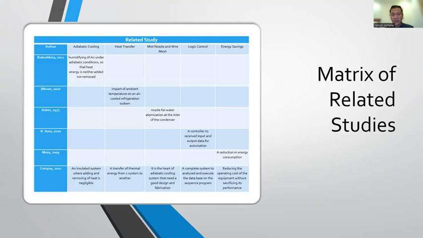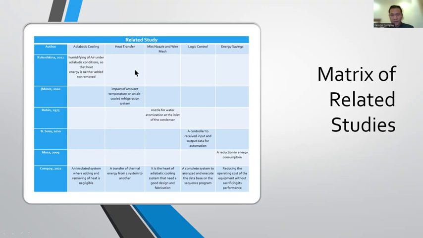So this is the summary of related literature. For adiabatic cooling, an insulated system where adding and removing of heat is negligible. For example, humidifying an air under adiabatic condition so that heat energy is neither added nor removed.